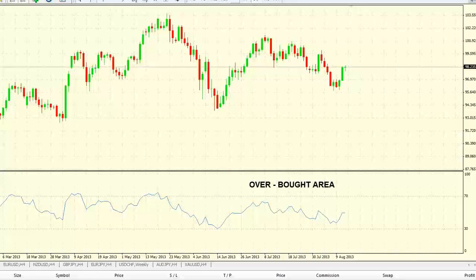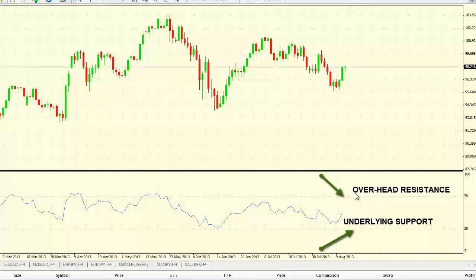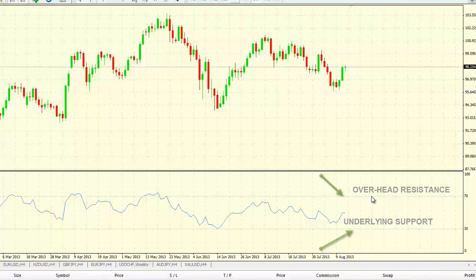Above 70 is considered the overbought area, and below 30 is considered the oversold area. These levels at 30 and 70 act as the underlying support and overhead resistance respectively. So mostly traders tend to buy as the RSI reaches close to 30 and sell the financial instrument as the RSI moves closer to the 70 level.